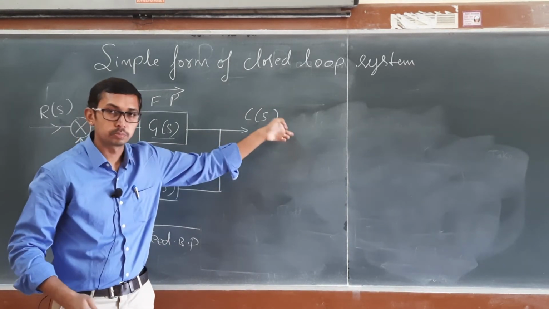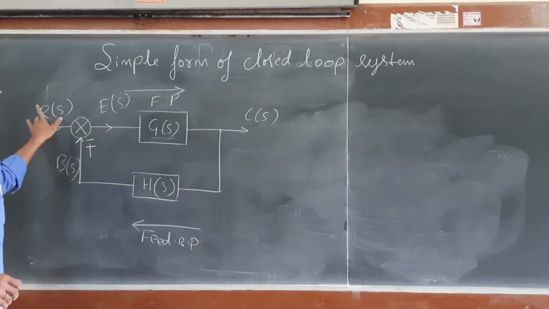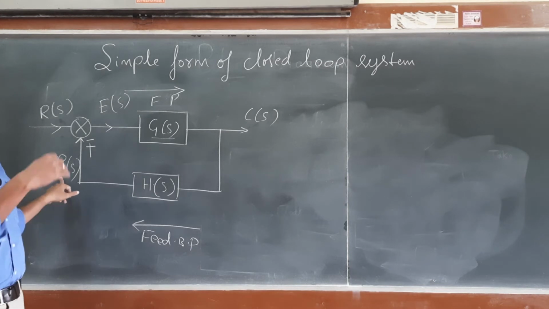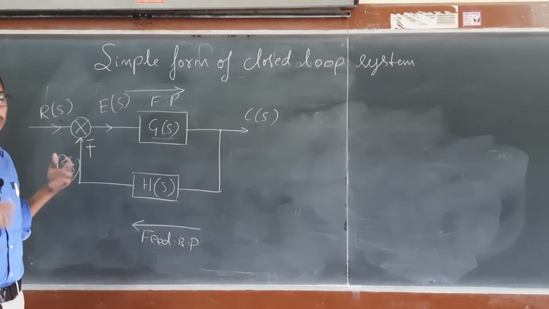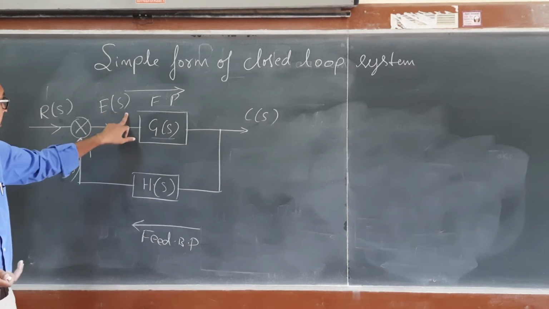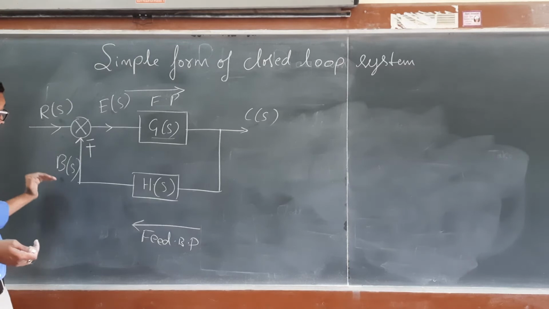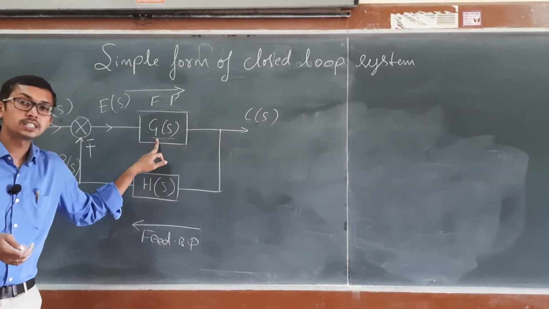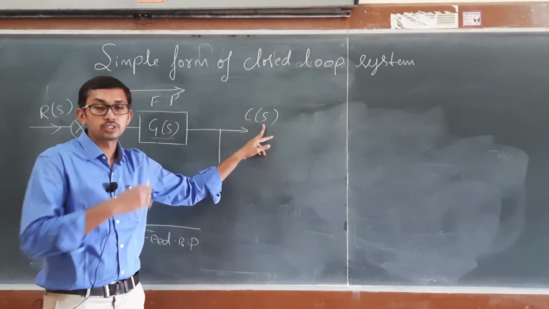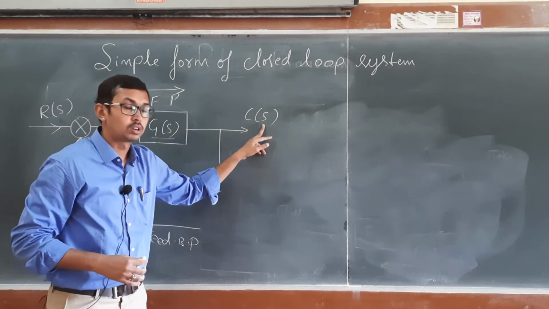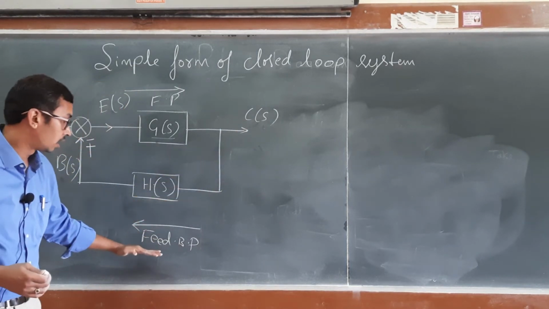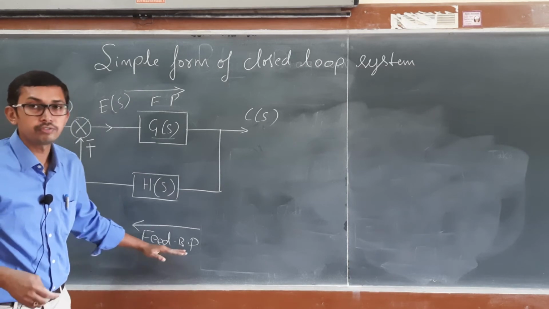I will repeat once again. R of S represents the reference input in terms of Laplace. B of S represents the feedback signal, also in terms of Laplace. E of S represents the error signal, that is, after comparing R of S and B of S. Next, G of S is the transfer function in the forward path, C of S is the Laplace output, and H of S is the transfer function of the feedback path.